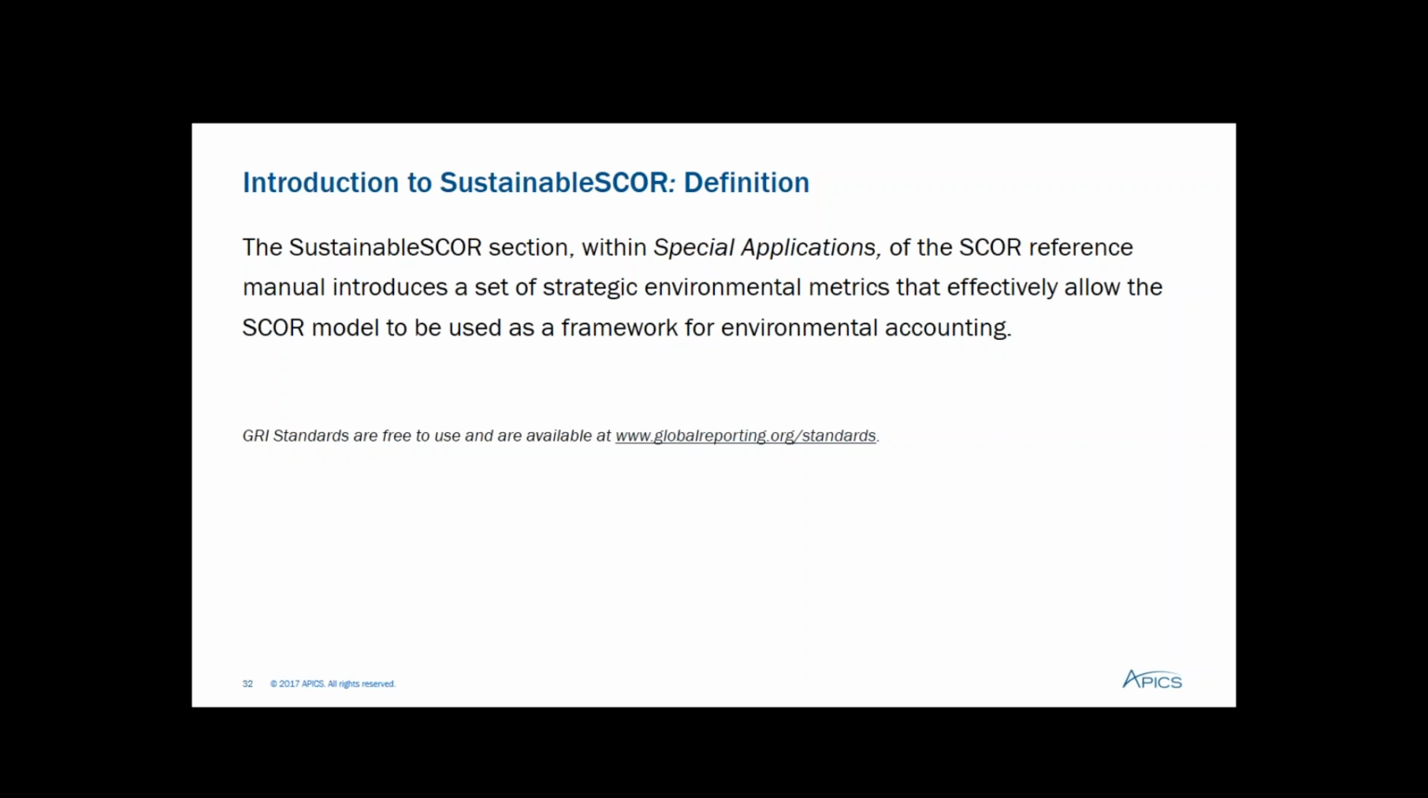www.globalreporting.org/standards. The Sustainable SCOR section introduces a set of strategic environmental metrics that effectively allow the SCOR model to be used as a framework for establishing environmental accounting. Only GRI metrics that are within the realm of supply chain management, sourcing, and managing the risk related to supply chain operations are included within the scope of the SCOR model. Sustainable SCOR is included in the separate Special Applications section and is not included yet with fully approved SCOR metrics.